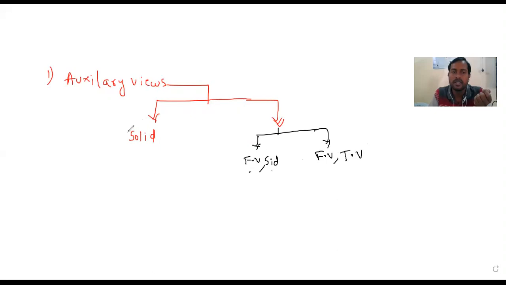First one is they will give a solid. Second one is there are two methods. In these two methods, one is front view, side view. They may give front view, side view, or front view, top view. So if you give the solid, you should draw front view, or front view, top view, or front view, side view.